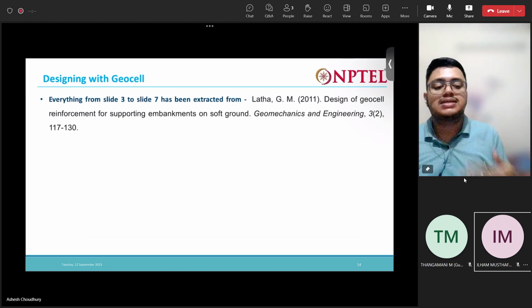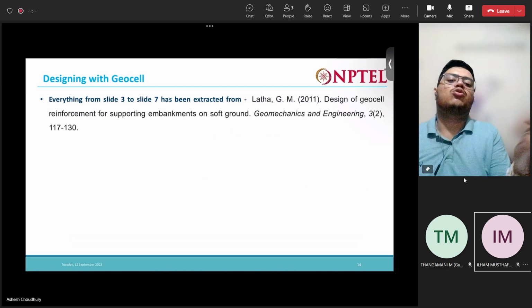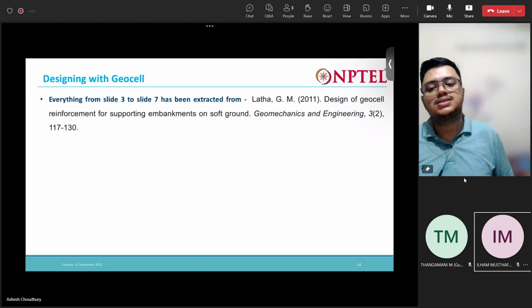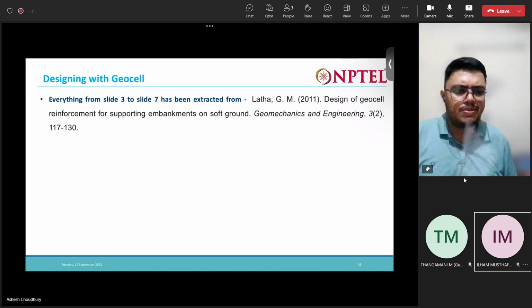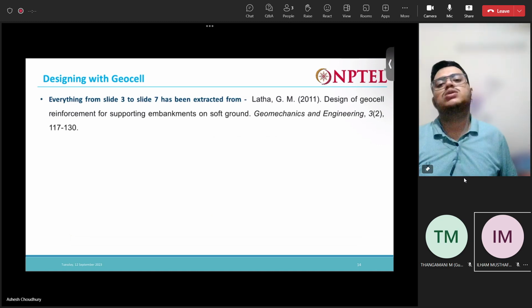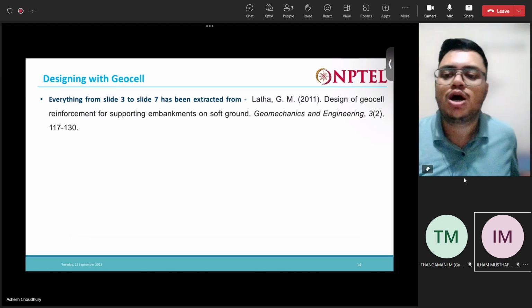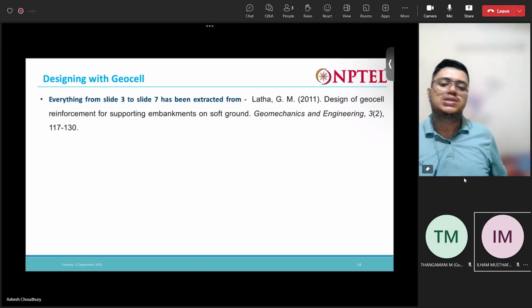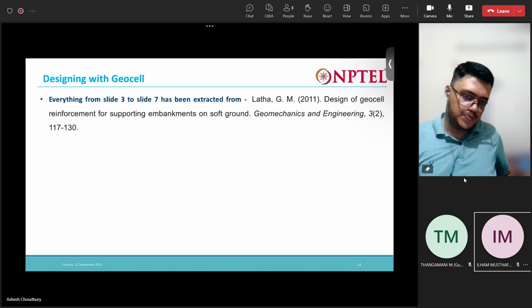Some method is also given by Professor Rajagopal sir. So all these methods are actually summarized. So what I suggest is that you go through this. This is a very short paper. Just in simple words, everything is summarized in this paper. So what I suggest is that you just go through this paper once. All right.